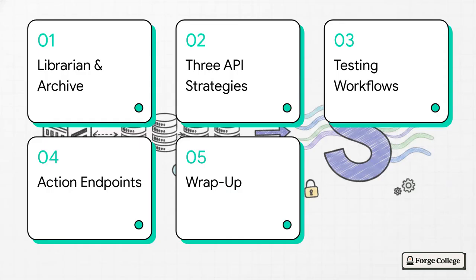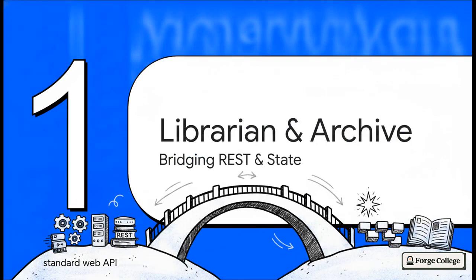All right, here's our agenda for today. 1. The librarian and archive. 2. 3 API strategies. 3. Testing workflows. 4. Anatomy of action endpoints. And 5. Wrap up. Okay, let's jump right into section 1, the librarian and archive bridging REST and on-chain state.